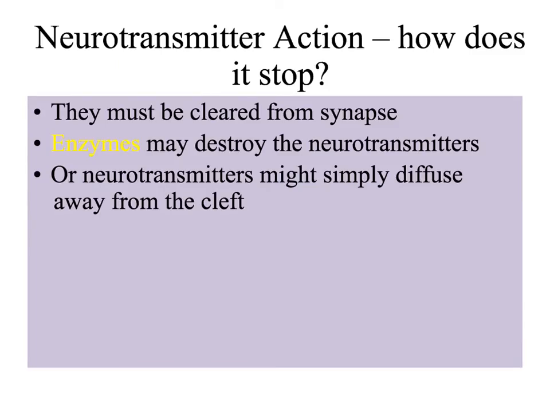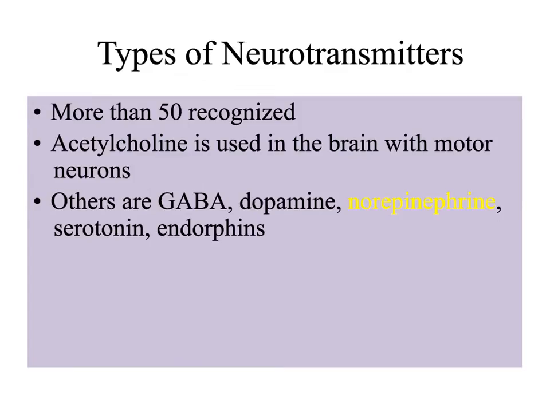All right, so neurotransmitters, how does their action actually stop? It has to be cleared from the synapses. That's how they maintain homeostasis. Enzymes may destroy the neurotransmitters, or neurotransmitters might just simply diffuse away from the synaptic cleft.